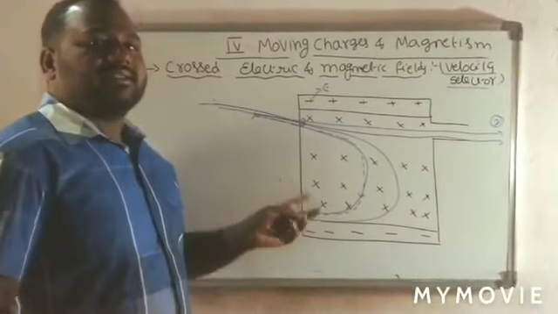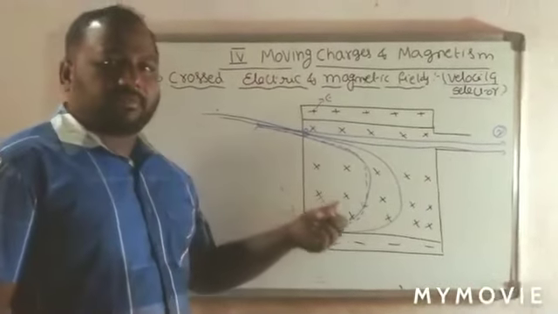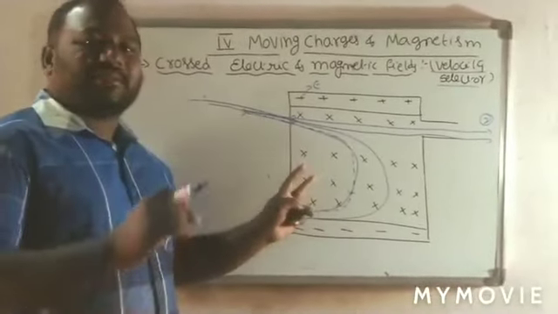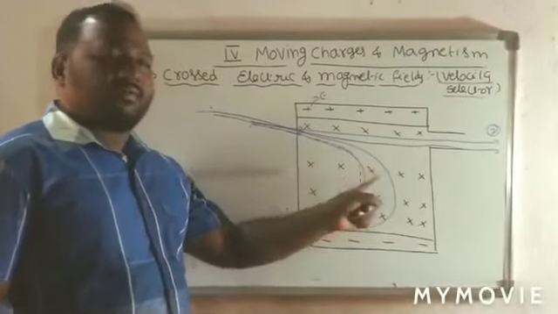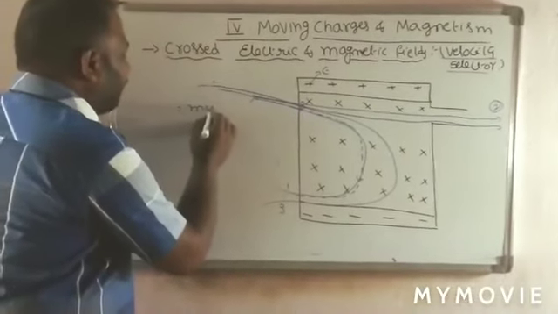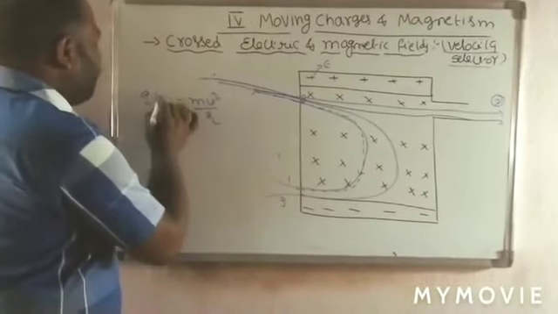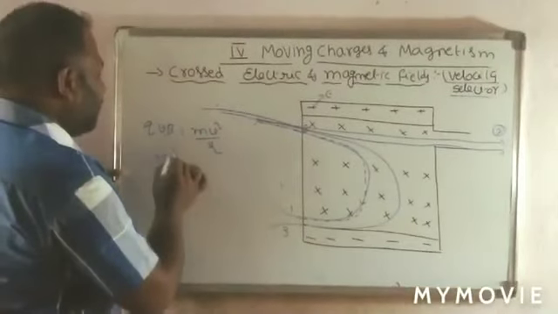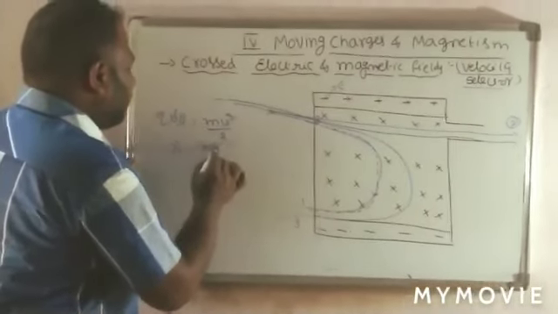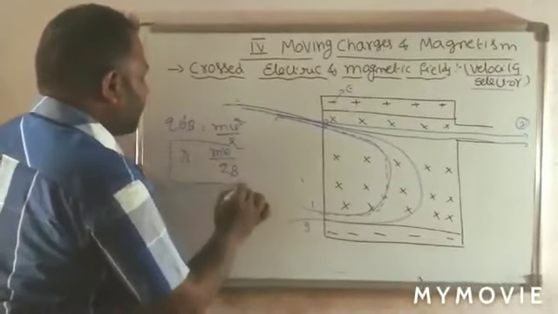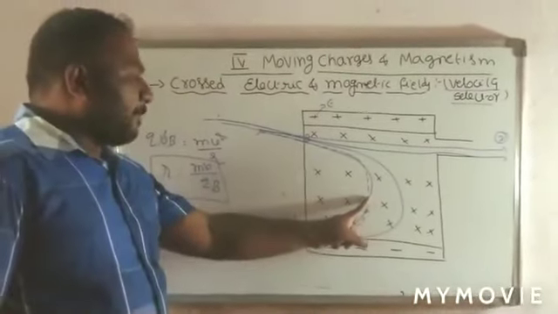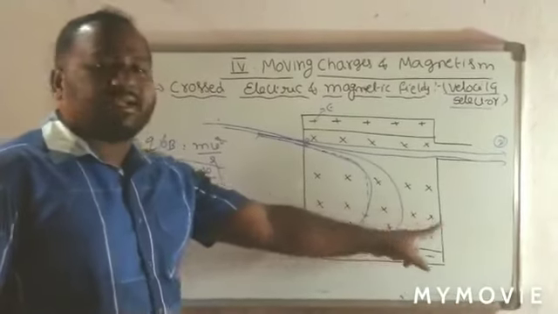We already derived the radius of the helical path. The radius of the helical path depends upon the velocity of that particle. We know that mv square by r equals qvB. So the radius of the path can be taken as r equals mv by qB. This is the radius of the helical path. So depending upon this velocity, the particles take different helical paths.